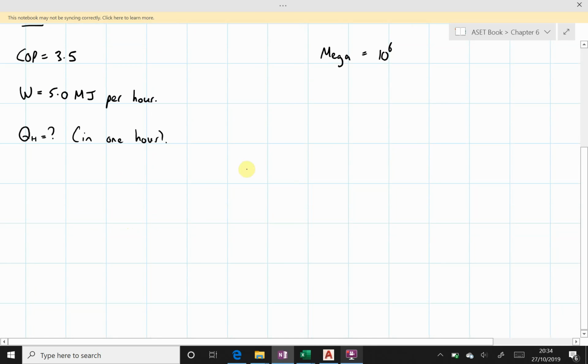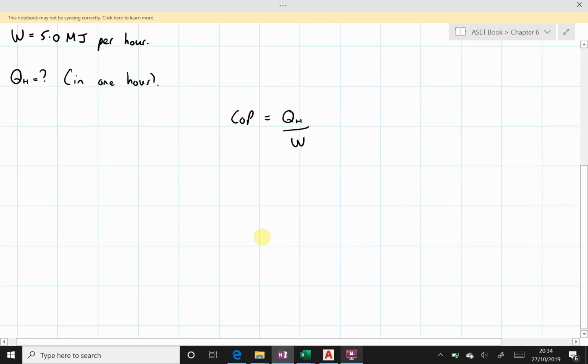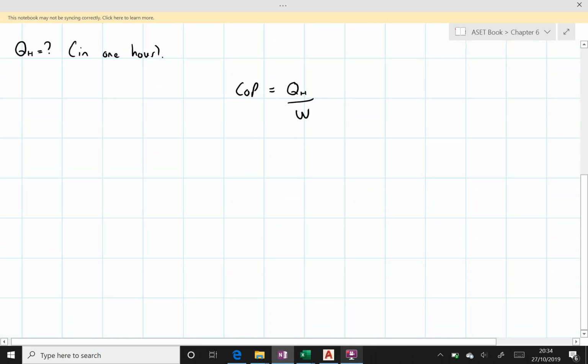The equation to work out COP is quite simply QH divided by W. Now to get a value for QH, we're going to have to eliminate W from the right hand side of the equation. And to do so, we will need to multiply both sides of the equation by W. And so the equation then becomes COP multiplied by W equals QH multiplied by W all divided by W.